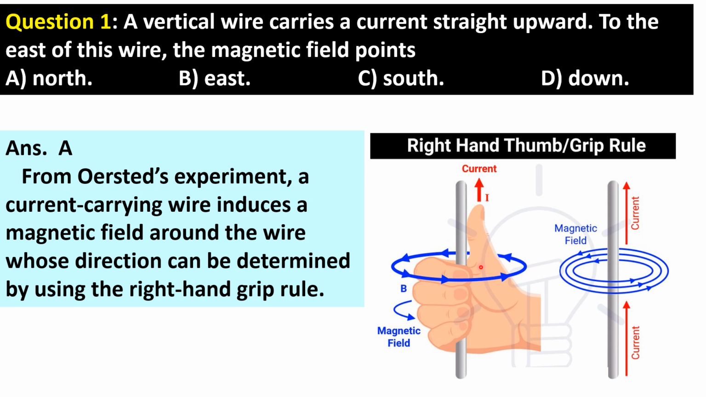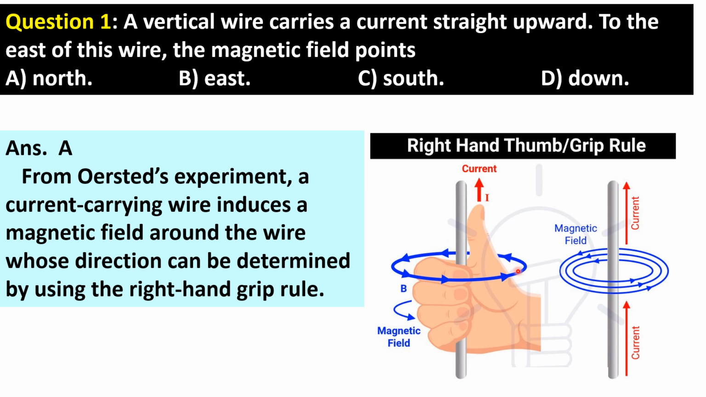So in doing so, your thumb, which represents the direction of the conventional current, as indicated, the current is directed upward away from the ground. So your thumb is pointing upward in the direction of the conventional current. So if you close your other four fingers, or curl them, the curling shows a counterclockwise direction, and that represents the induced magnetic field.